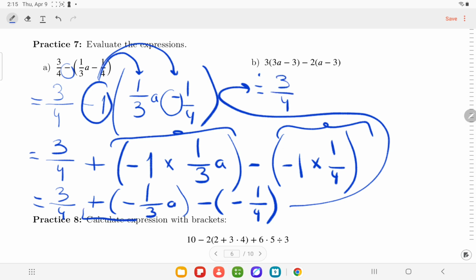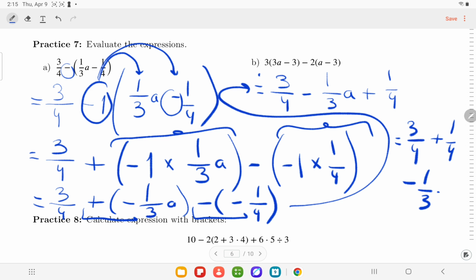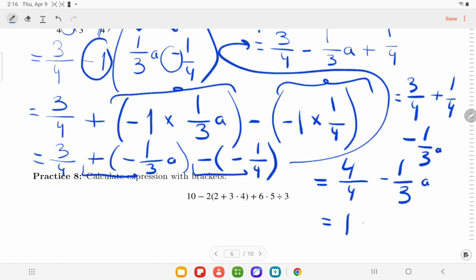Here we have a plus sign times a minus sign, so this is going to end up being minus 1 over 3 times a. And then here we have a minus times a minus, which is plus 1 over 4. Since 3 over 4 and 1 over 4 are like terms, we can write them together. And so we end up with 4 over 4 minus 1 over 3a. And 4 over 4 is just 1, so this can also be written as 1 minus 1 over 3a.